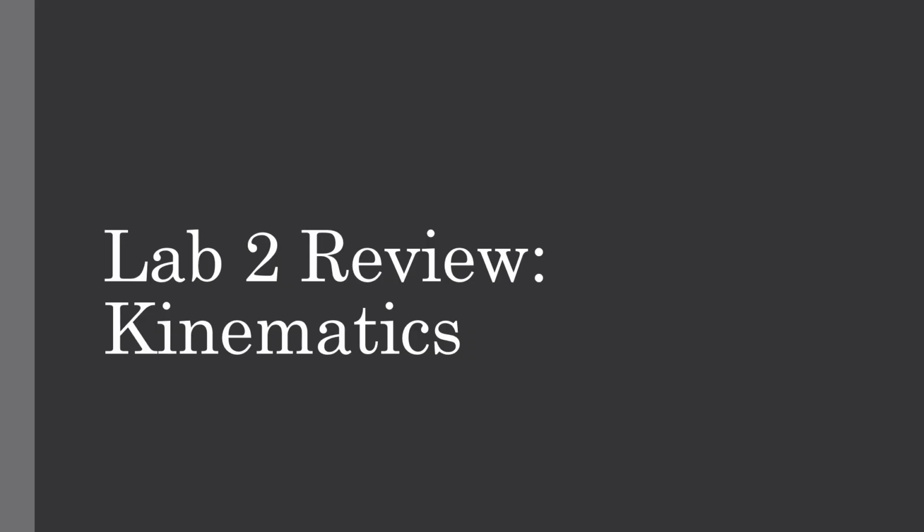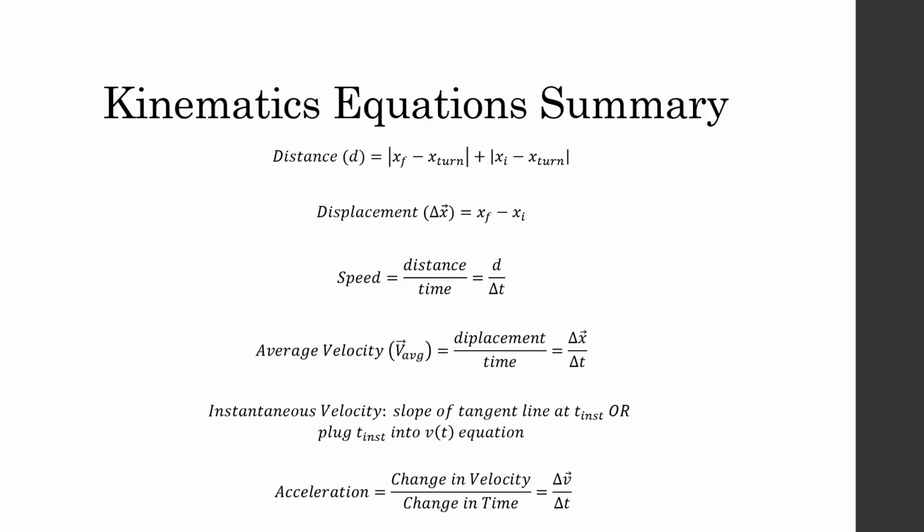All right, so now I'm going to move on to a kinematics review of the equations that we talked about last week, as well as an example of the calculations that you did in the lab last week. So here's a summary of all the kinematics equations that we discussed in the pre-lab last week. We have distance, displacement, speed, average velocity, instantaneous velocity. Now remember, with instantaneous velocity, there are 2 different ways that you can calculate it, and the way that you calculate it depends on what information you're given.